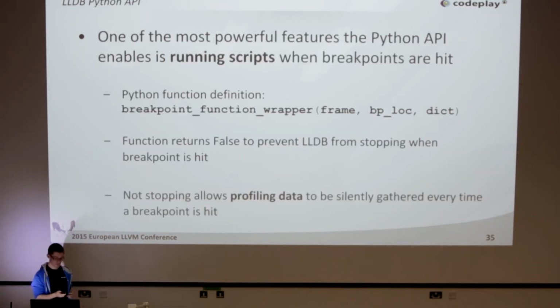So although that's pretty cool, there's, in my opinion, an even better piece of functionality that Python provides, and this is the ability to run Python scripts when a breakpoint's hit. So, in kind of the same way, when the breakpoint gets hit, you have to define a function with a specific signature. Then the code inside it gets run. This time the signature takes a frame variable and a breakpoint location.